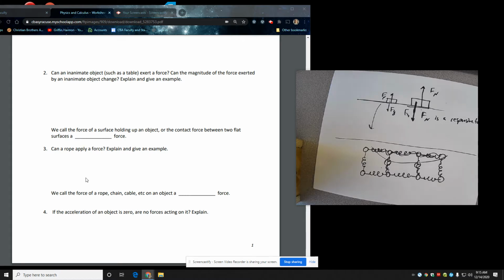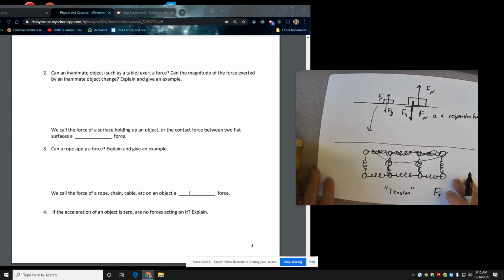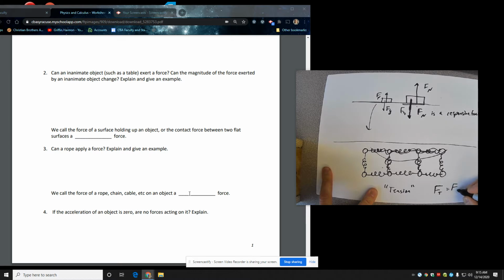Can a rope apply a force? Of course. You pull on something with a rope. You hang a tire swing. You have a swing hanging in your backyard from some chains. All right. We call this the tension force. Tension. And so rather than saying the force of the string on the object, we'll say Ft. But with all of these, it's like force of rope on object or force of chain on object.